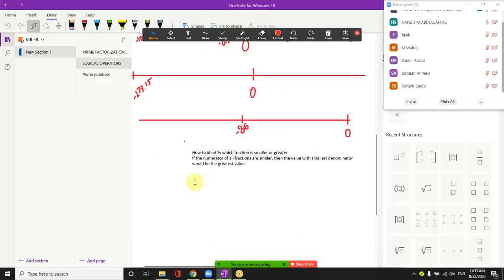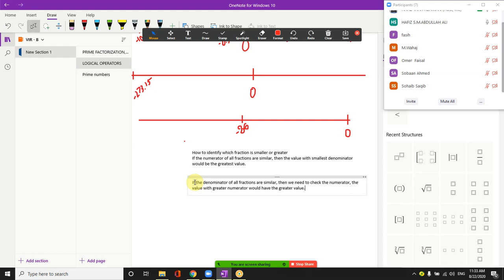Now moving towards the next part. If the denominators of all fractions are similar, then we need to check the value with the greater numerator would have the greater value.